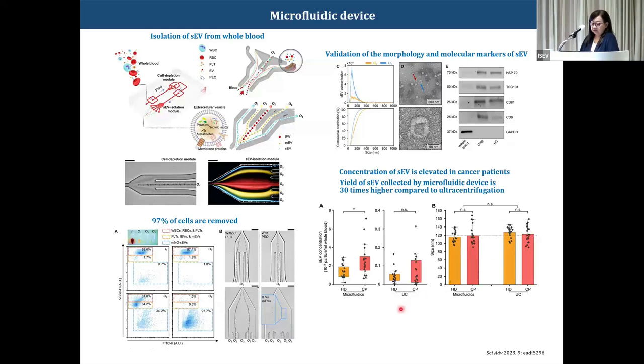The system was applied to cancer patients and healthy controls. The concentration and size of the small EVs collected by the system was compared to those collected by ultracentrifugation. Both approaches revealed an elevated concentration of EVs in the cancer patients compared to the healthy controls. But when the amount of small EVs isolated from the same volume of blood was compared, the yield collected by microfluidics was much, much higher.